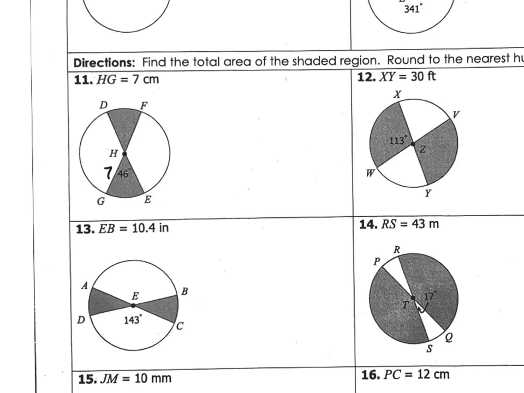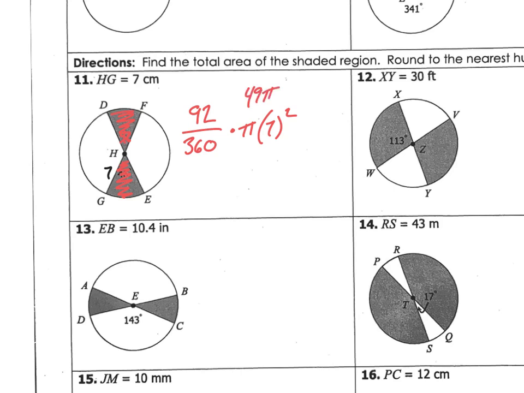So we have 46, and 46 is going to cover this shaded region. Well, this is also 46. Hopefully you notice that those are vertical angles. So if the bottom is 46, so is the top. So if we do 46 times 2, which is going to give us 92, that is going to be our total degree measure. So 92 over 360 times the area of the circle, which would be pi 7 squared, which is really 49 pi.